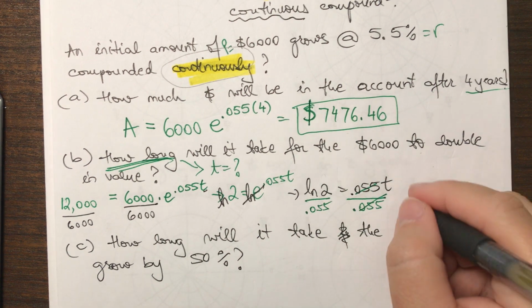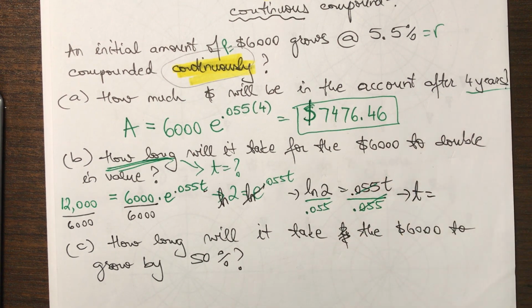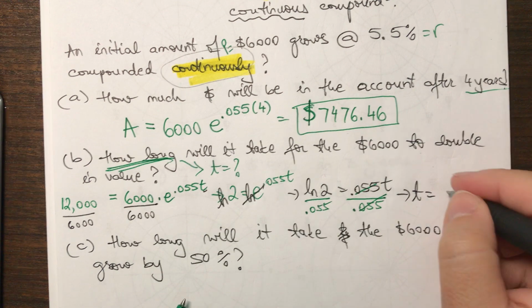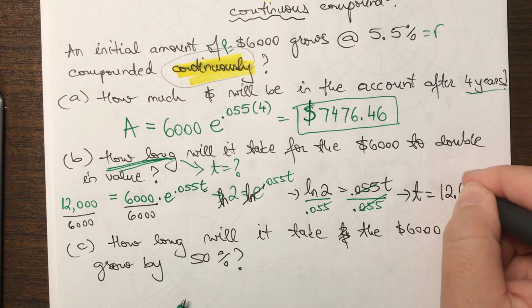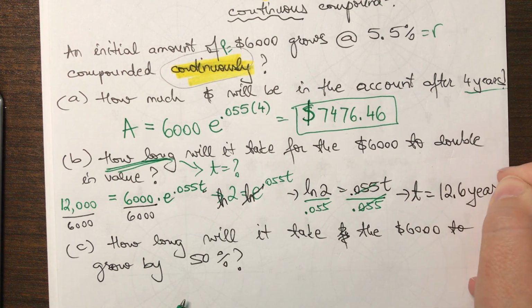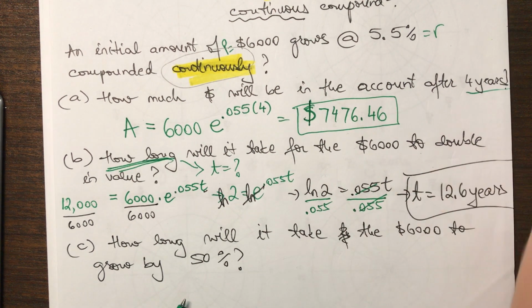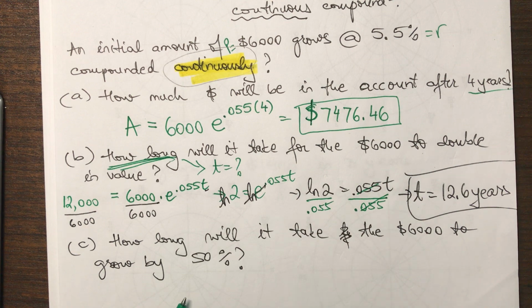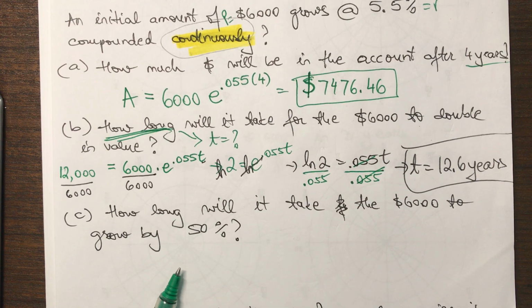So the time, put this in your calculator, ln of 2 divided by 0.055 is going to get you 12.6-ish about. Okay, so 12.6 years, about. Of course, you don't need 4 decimal places. So, the question is, how long will it take the $6,000 to grow by 50%?